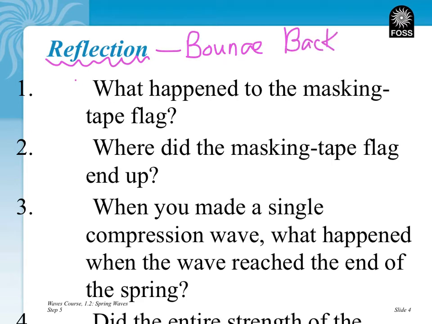Please take some time in your guided notes to answer these questions right now. What happened to the masking tape flag as Corbin pushed and pulled? Where did the masking tape flag end up when I finally asked him to stop? When you made a single compression wave, what happened when the wave reached the end of the spring? And finally, this question you can't quite see in the presentation, but did the entire strength of the wave reflect, or was some of it lost to Hannah? Think about these questions and write down your predictions, or reflect on what you saw.